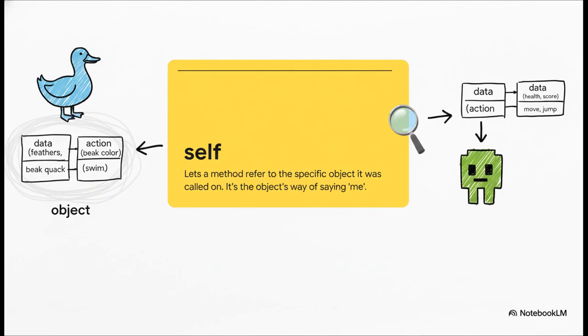So you're probably looking at that word self and going, what is that? Well, self is the magic ingredient. Imagine you have 10 different ducks, and you tell just one of them to introduce itself. How does it know to talk about its own color and not some other duck's color? That's what self does. It's how an object refers to, well, itself. It's the object's way of saying me or I.